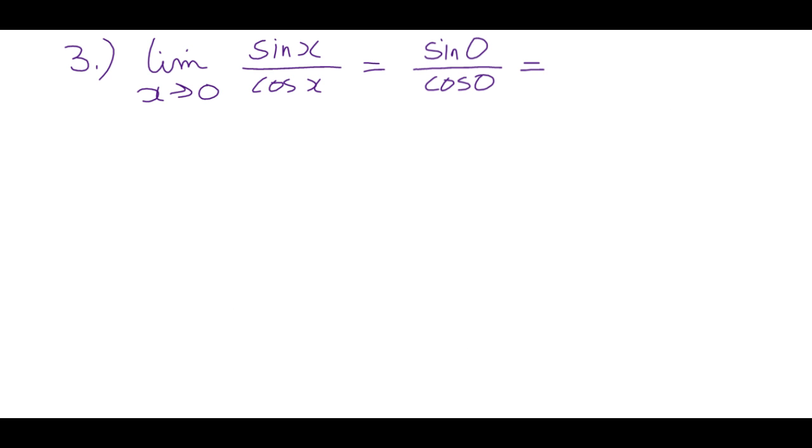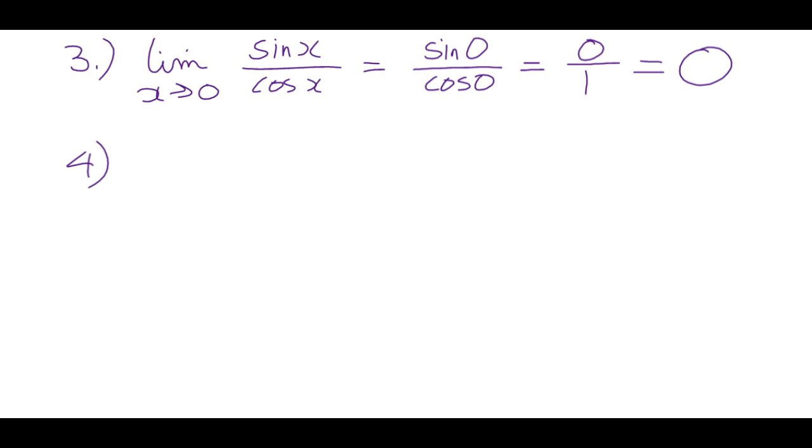Okay, what's the sine of 0? 0. What's the cos of 0? What's 0 divided by 1? Well, it's 0. You can do that, 0 divided by 1. It's the other way around that you have problems. But what's 0 divided by anything, as long as anything isn't 0? Except for 0, right? You can't do 0 divided by 0.